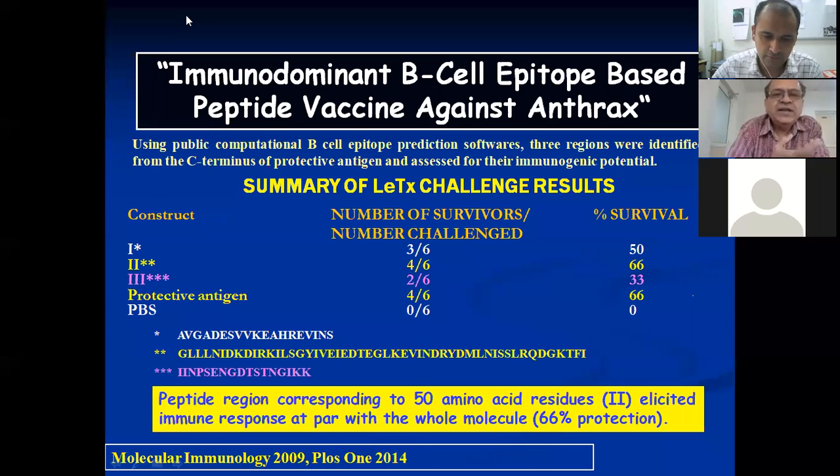domains which are really giving protection against the anthrax. So we checked and we found 3 peptides which were very immunogenic, and we made an artificial peptide 50 amino acids long, which can give complete protection against the disease. I mean, as good as protective antigen from recombinant or native antigen.